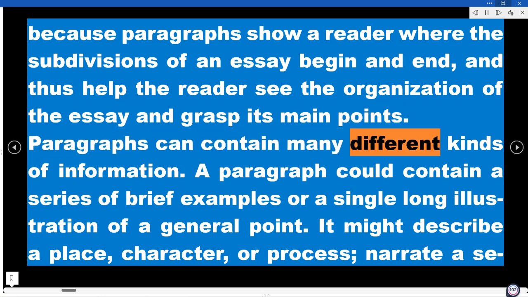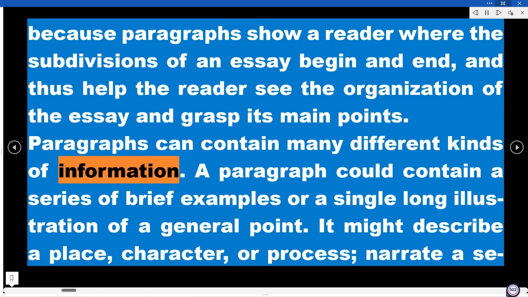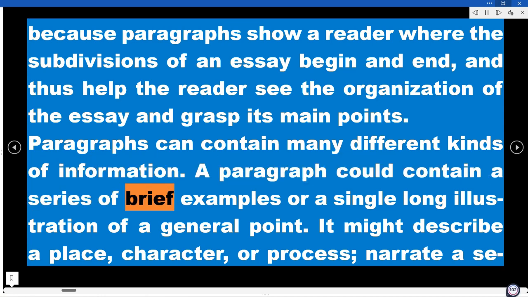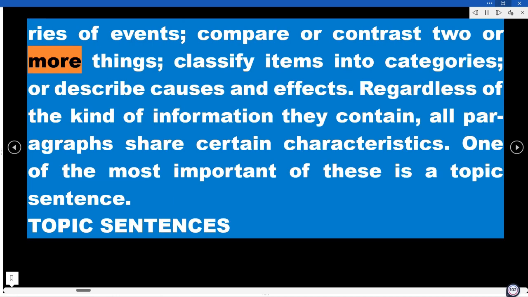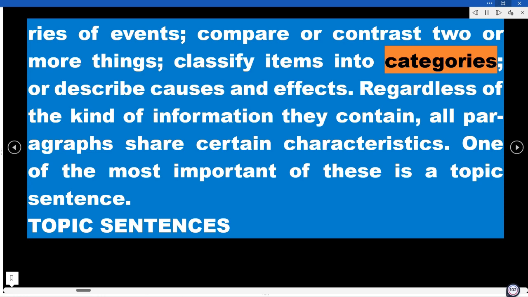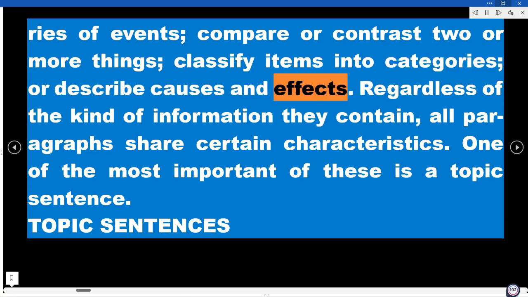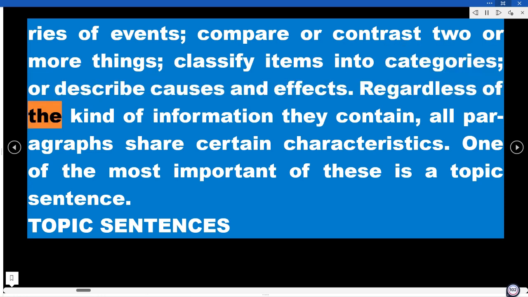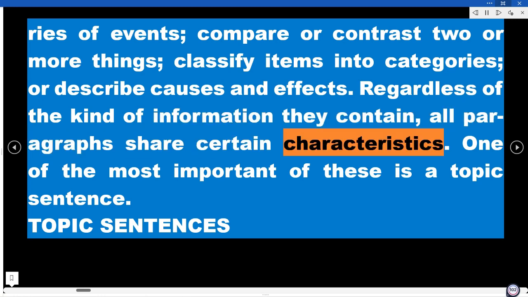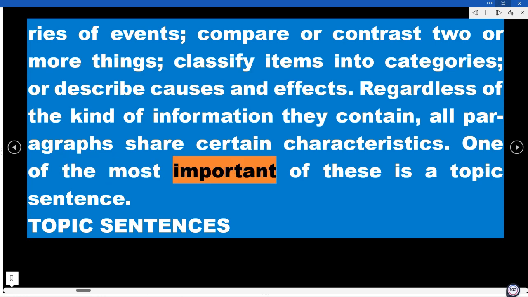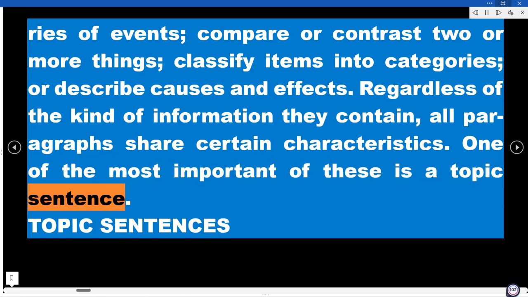Paragraphs can contain many different kinds of information. A paragraph could contain a series of brief examples or a single long illustration of a general point. It might describe a place, character, or process, narrate a series of events, compare or contrast two or more things, classify items into categories, or describe causes and effects. Regardless of the kind of information they contain, all paragraphs share certain characteristics. One of the most important of these is a topic sentence.